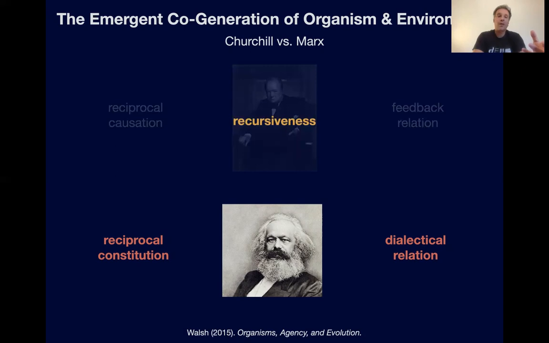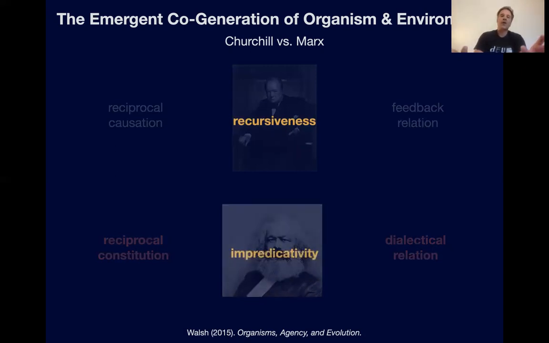While this reciprocal constitution involves another term, which is impredicativity, and this is a mathematical term for when the definition of something itself refers to itself. And sometimes this is not problematic. If you say, for example, the tallest of all the men in the room, that is a definition of someone which includes that someone, a group of people that includes that someone.